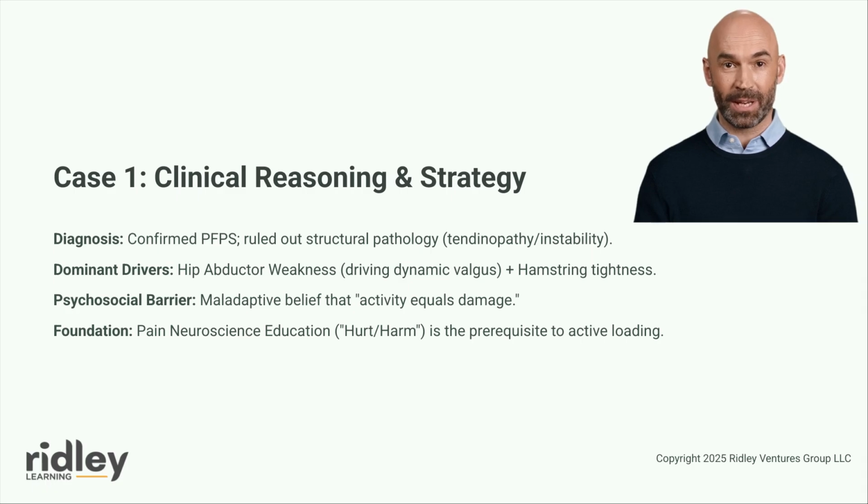Three dominant contributing factors emerge from the evaluation. First, bilateral hip abductor weakness contributes to the observed dynamic knee valgus during functional activities. Second, limited hamstring flexibility may alter knee mechanics and increase patellofemoral loading. Third, elevated fear avoidance beliefs represent a psychosocial factor that may perpetuate symptoms and impede recovery. Treatment planning should address all 3 factors for optimal outcomes.